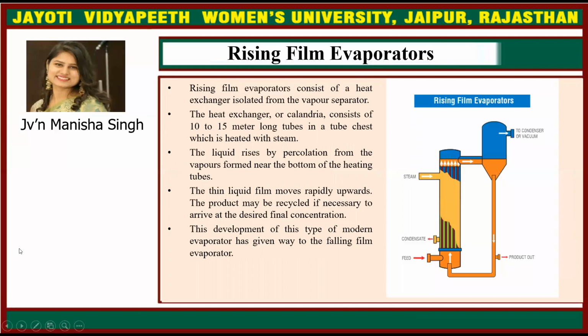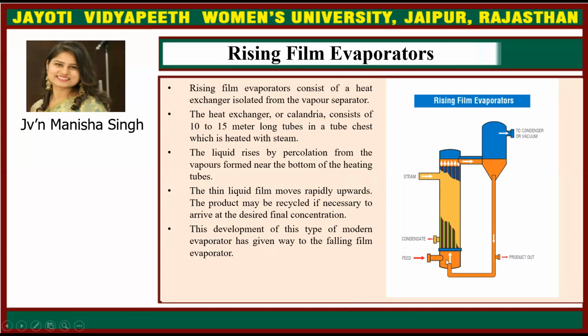Then the rising film evaporator. Rising film evaporators consist of a heat exchanger isolated from the vapor separator. It is just a heat exchanger, isolated from a vapor separator, which separates the vapor. The heat exchanger or calandria consists of 10 to 15-meter long tubes. These are the long tubes in a tube chest, which is heated with steam. The liquid rises by the percolation from the vapors formed near the bottom of the heating tubes.